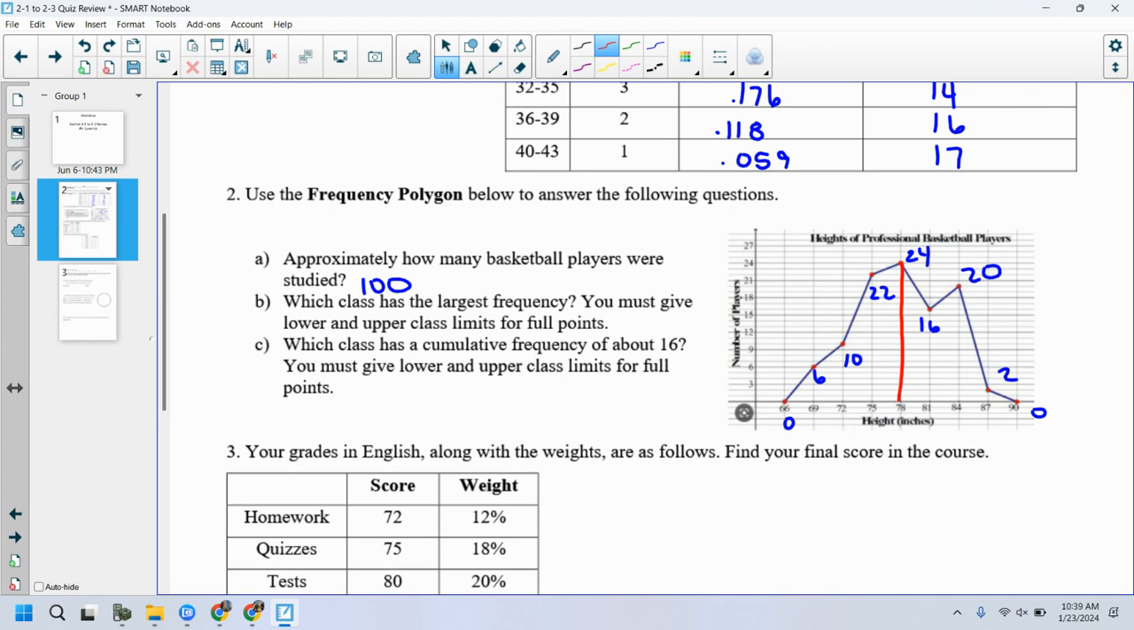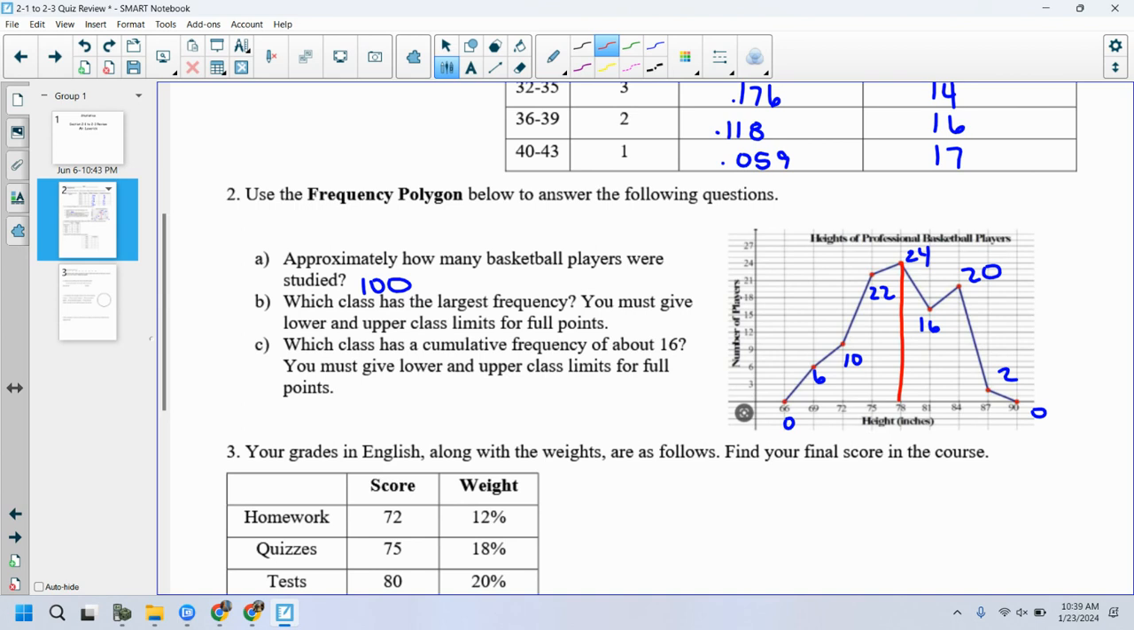So you want to say 77 to 79. That would be fine. What would it be, like 76.5 to 79.5? That would be fine. Just give me a class with the midpoint as 78. It would not be okay to say like 75 to 81. That's not okay because all of the classes need to have the same width, right?